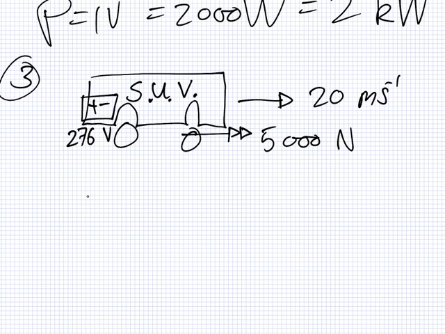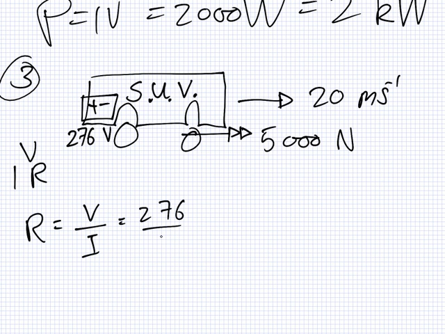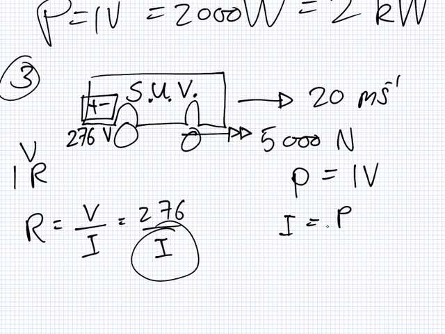Nobody got this? So we can use our triangle VIR. So R equals V over I, which is 276 over I, and we don't know the I, so now we need to think about what the I is. So we can use that power equals IV. So then the I equals the P over V. But power is work over time, over volts. So it's work over volts multiplied by time.